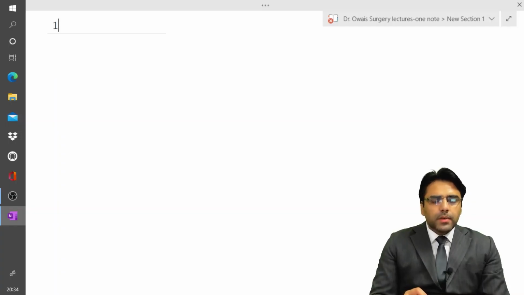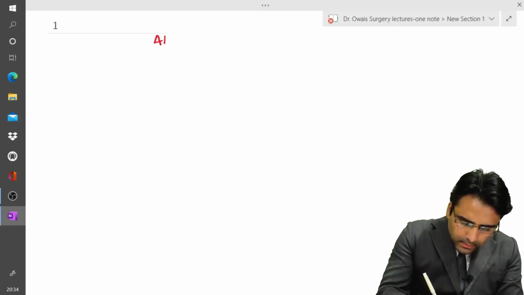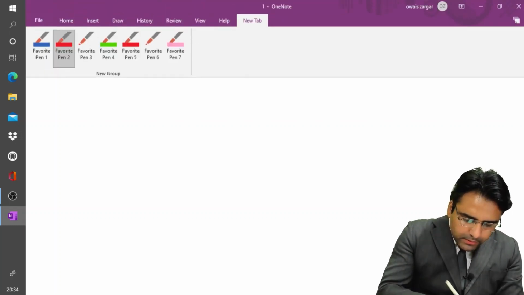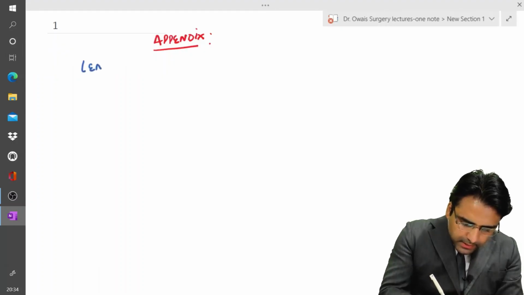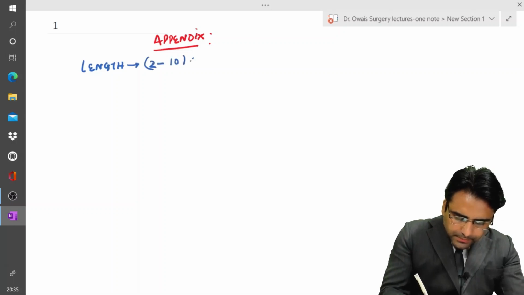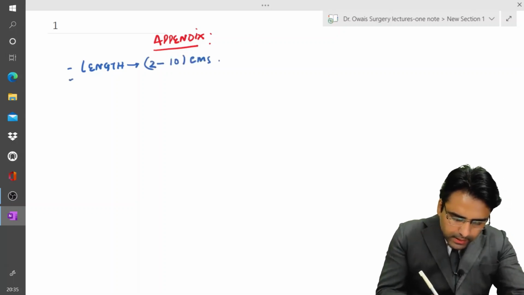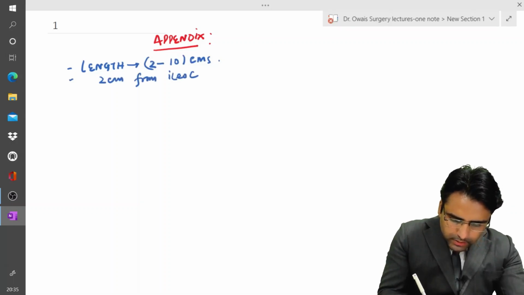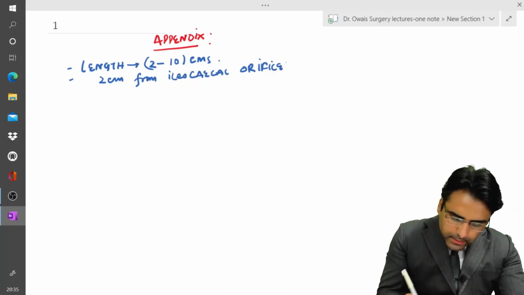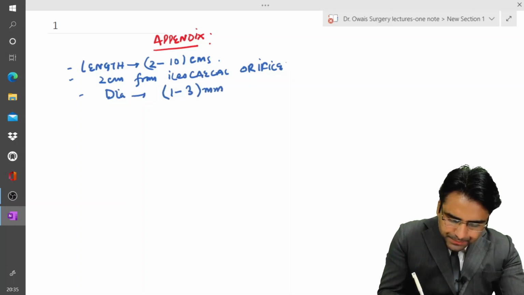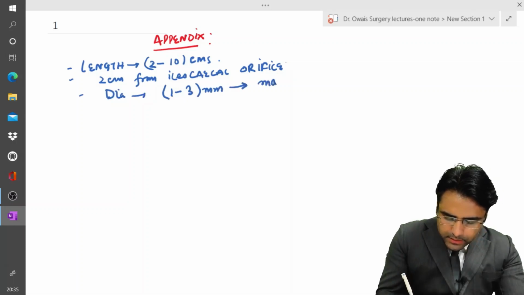Now next we will discuss the appendix. The length of the appendix varies from 2 to 10 centimeters. It lies around 2 centimeters from the ileocecal orifice. The diameter of the appendix ranges from 1 to 3 millimeters, which is roughly the size of a matchstick.